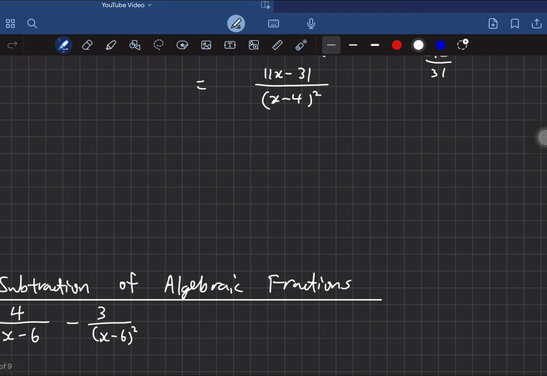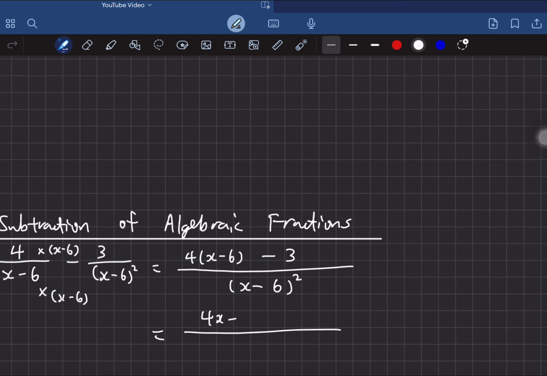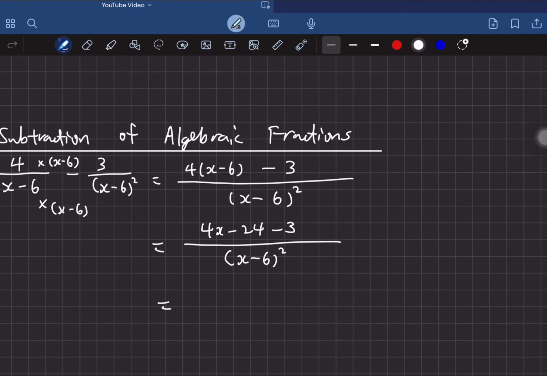So let's proceed. How about subtraction? Subtraction idea also the same. Common denominator. So you can see the denominator is factorized for us nicely. So the common denominator will be x minus 6 square. So I have 4 bracket x minus 6 because this one times x minus 6, this one times x minus 6. So I have minus 3 here. So it'll be 4x minus 24 minus 3 x minus 6. So here will be 4x minus 27 over x minus 6 square. So there's no way to further factorize for the numerator. So that will be the final answer.